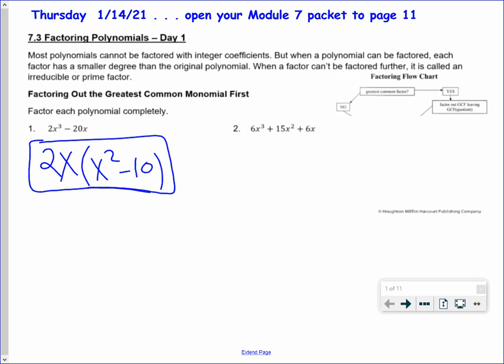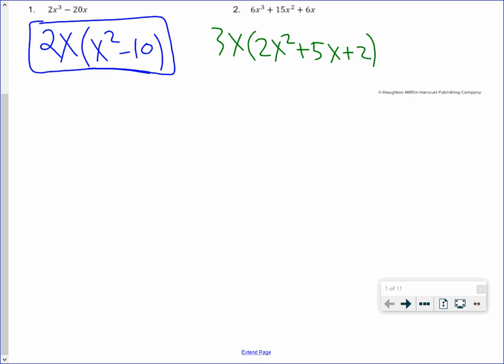For number 2, first thing we're going to do is factor out 3x. If you ever have a GCF in a polynomial, that's the very first thing you always want to do. So we'll factor out 3x. Let's actually do this in a different color. When we factor out the 3x, we're left with 2x squared plus 5x plus 2. Okay? So that's our GCF. We factor it out. This is what we're left with. And now we're going to factor what's inside of the parentheses.